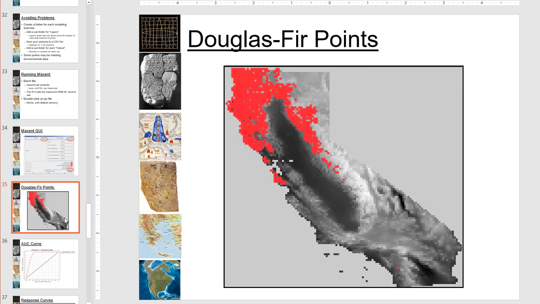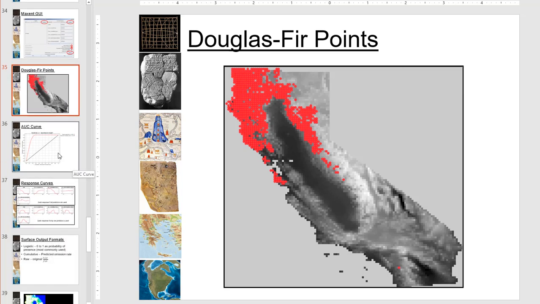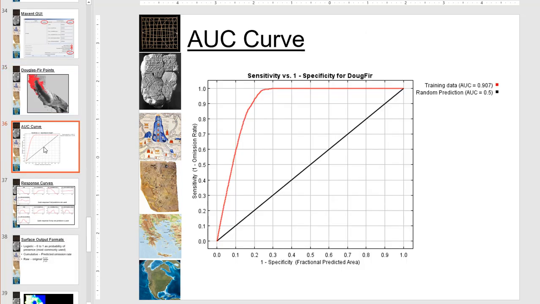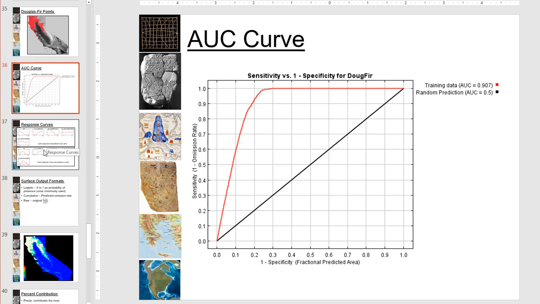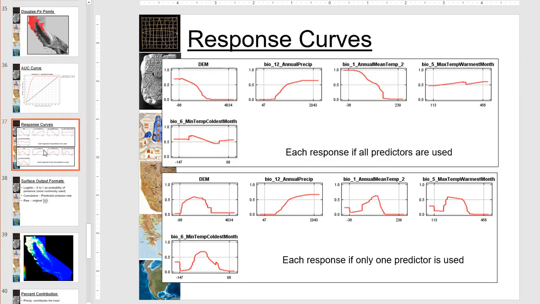In this case, I've run some Doug fir points against precipitation, I believe, and here's what our AUC curve looks like. Pretty nice, 0.9 AUC value. But if you run it across different ones, you're going to get these kind of response curves. And again, note that this was done at the default, where they're more complex than I feel comfortable with.